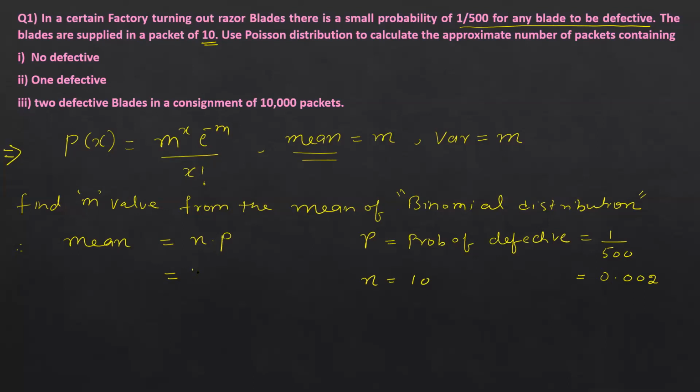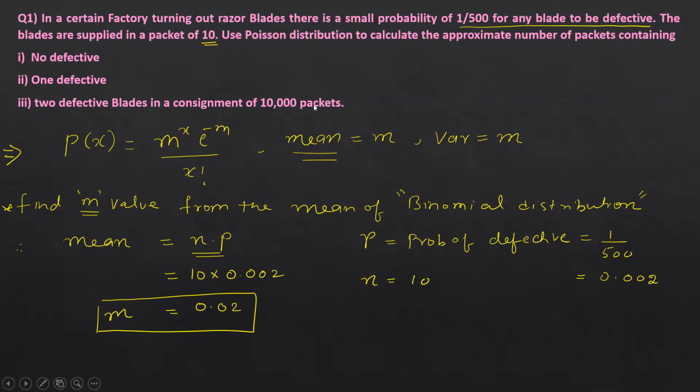Substitute, so you will get 10 into 0.002 in this case, which implies 0.02. Now, mean is nothing but m here, so the m value we have got is 0.02. That's the first step you always have to do. So find the m value by using the mean of the binomial distribution. Any doubt in this?